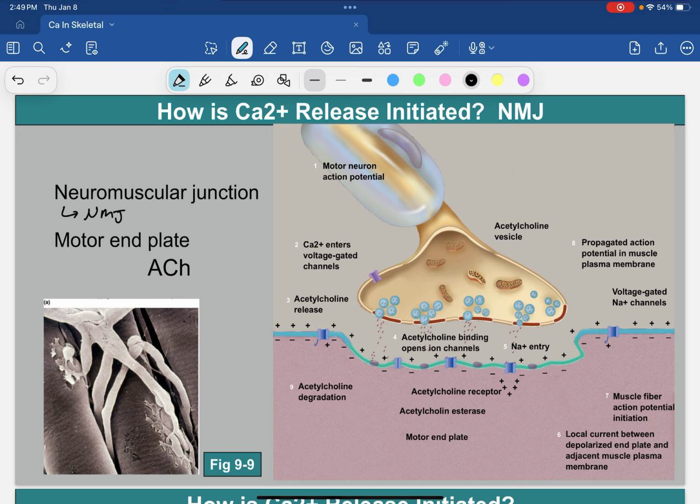So the first thing that you want to see in this diagram is our motor neuron action potential. That's going to cause our calcium to come into the cell, which is then going to activate our acetylcholine release. So we're going to be paying attention today to how our calcium enters the cell and where it comes from. This is the step that we're focusing on today.